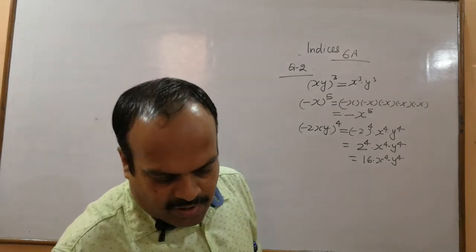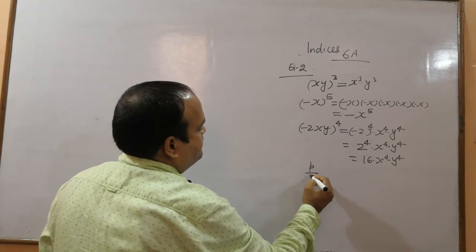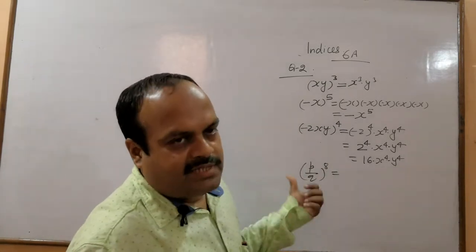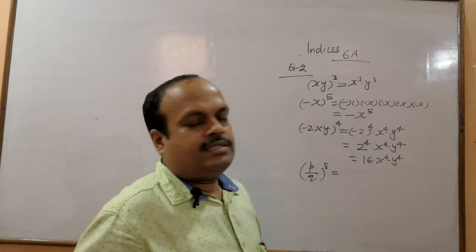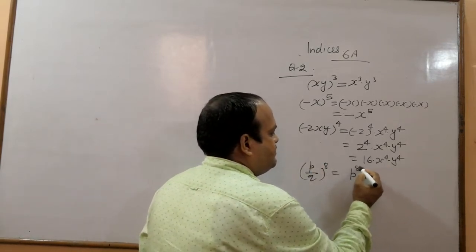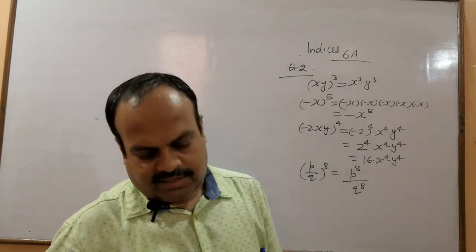Next one, p upon q to the power 8. To get the result of this expression, we will write the result as p to the power 8 upon q to the power 8.